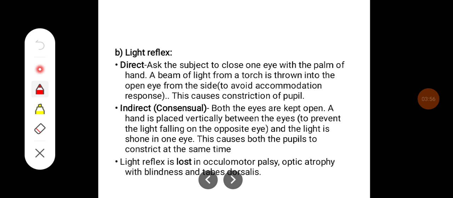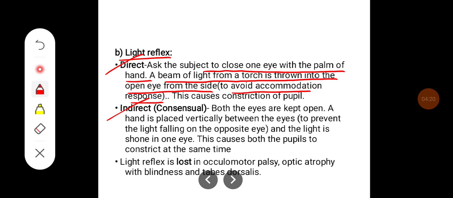Then you have to test the light reflex. There can be two types of light reflex: direct reflex or indirect or consensual light reflex. For direct reflex, ask the subject to close one eye with the palm of the hand. A beam of light from the torch is thrown to the open eye from the side to avoid accommodation response. This has to be done in a dark room, and it is going to lead to the constriction of the pupil on which the light is thrown.